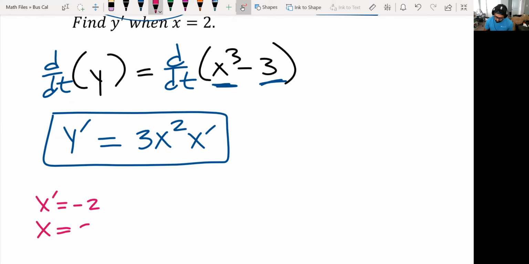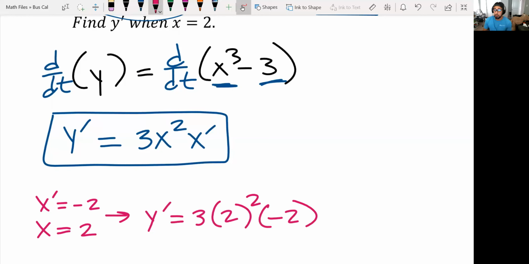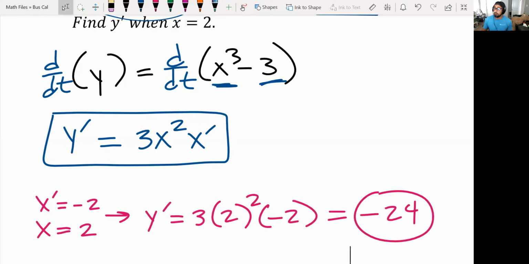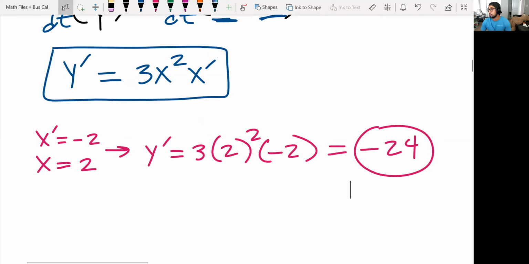And x equals 2. So this means you're going to get y prime equal to 3 times 2 squared times -2, which is going to give me 3 times 4, which is 12, times -2, we'll get -24. And that's it. That's all we want to do. All right. Let's try it again.